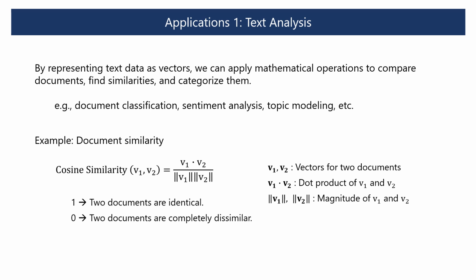If the cosine similarity is 1, the two vectors are in the same direction, and thus the documents are identical. If the cosine similarity is 0, the two vectors are orthogonal, and thus the documents are completely dissimilar. If the cosine similarity is somewhere in between, the documents are partially similar.